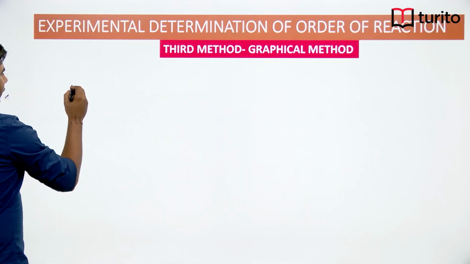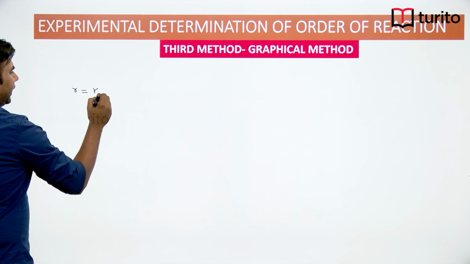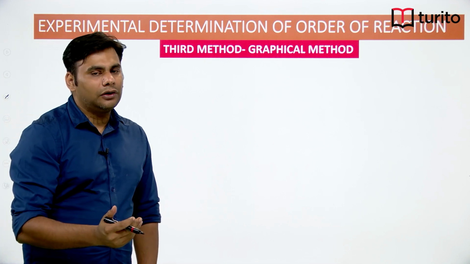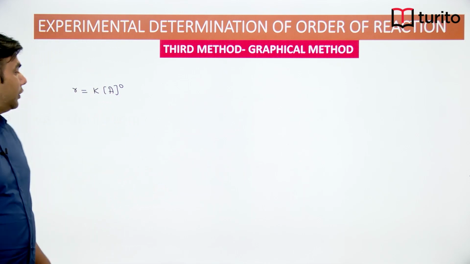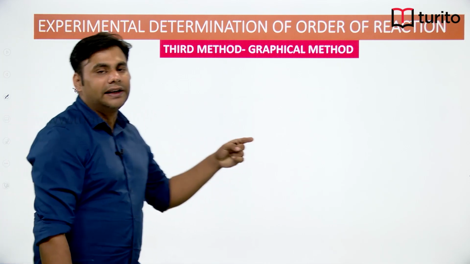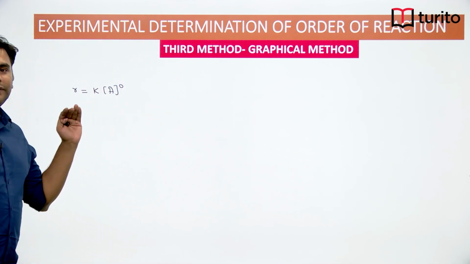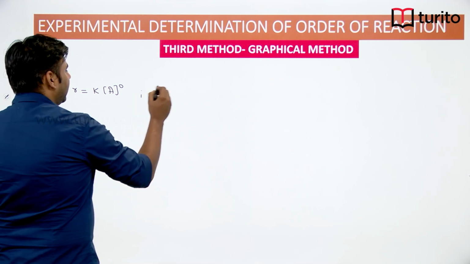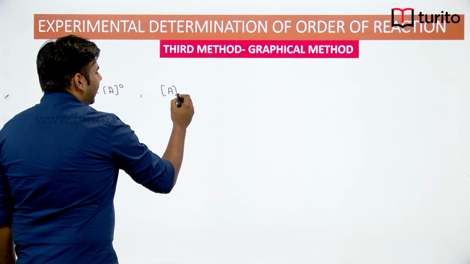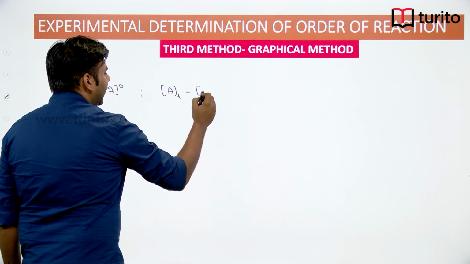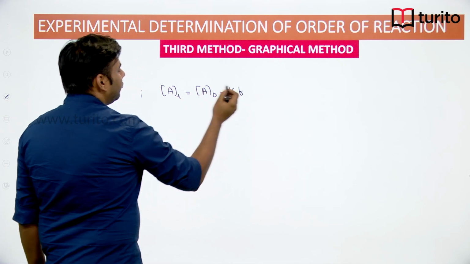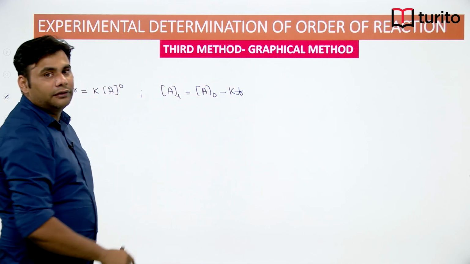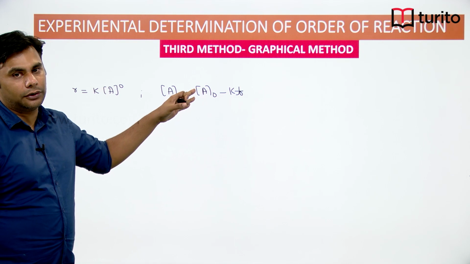We know that for a zero order reaction we write rate as K into A raised to power 0, okay. So we will directly say that the rate is constant and it is independent of the concentration. So if you plot rate on the y axis and concentration on the x axis, it will be a straight line parallel to the x axis because it is always a constant, okay. If we write the rate law, we will write A t is equal to A naught minus Kt, okay. So if you plot concentration of A with time, this will again be a linear graph with a negative slope having an intercept of A naught, okay.